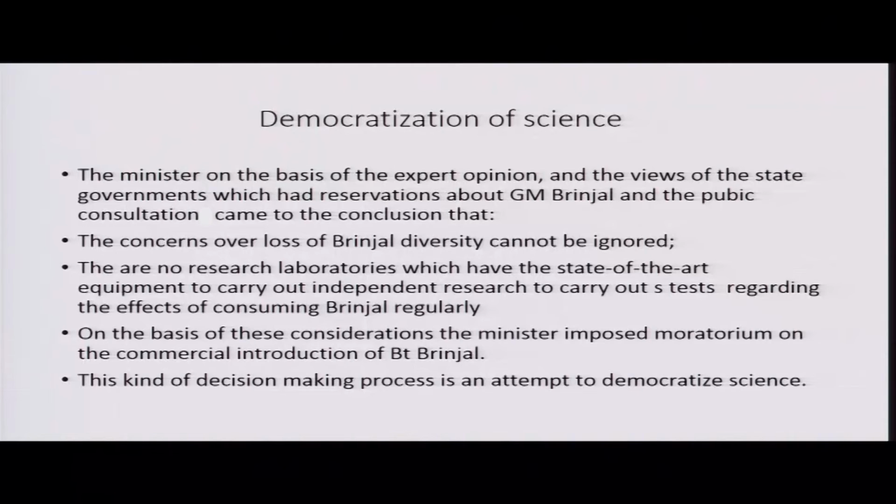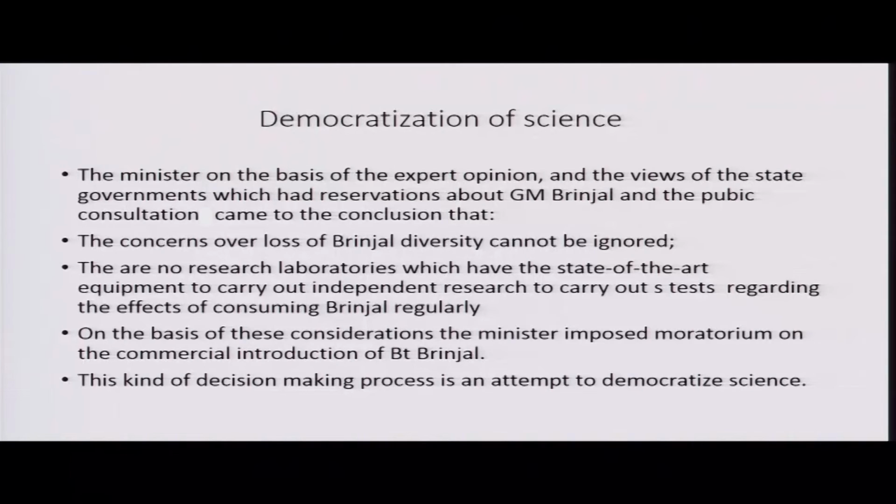If you depend only on one kind of seed, that makes you vulnerable. So you must have a variety of seeds, a variety of brinjals, so that you do not face the problem of shortage of the seed, or disappearance of the seed, or the cost of the seed going up and up. One, as I said, the concerns over loss of brinjal diversity cannot be ignored. I said there are over 200 varieties, so we should protect them.